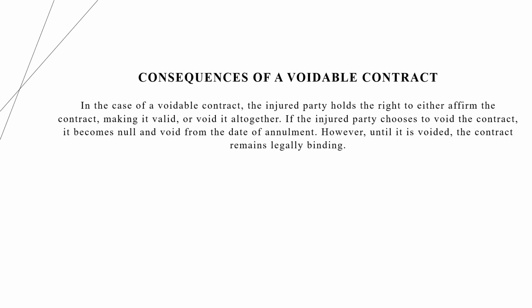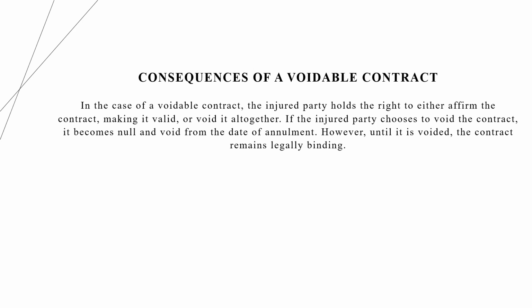Consequences of a voidable contract. In a voidable contract, the injured party retains the legal prerogative to choose whether to affirm or void the contract. This unique characteristic is pivotal in safeguarding the rights and interests of the party facing deception, coercion, or undue influence. When an injured party decides to void a contract, the consequences are twofold. Firstly, the contract retroactively becomes null and void, effectively erasing any legal obligations it imposed. This means that from the date of annulment, both parties are absolved from any performance duties that the contract initially imposed.